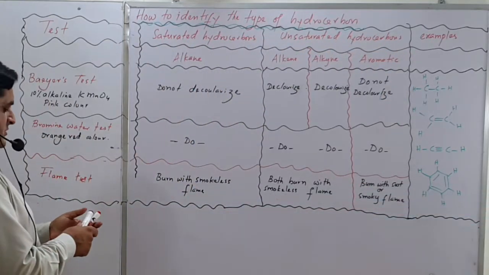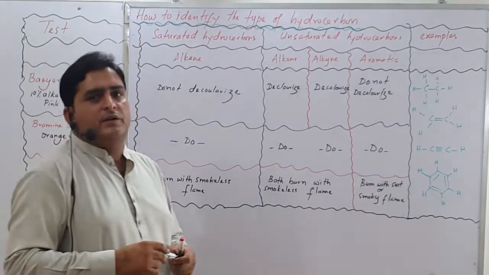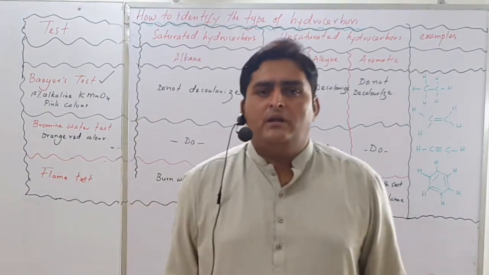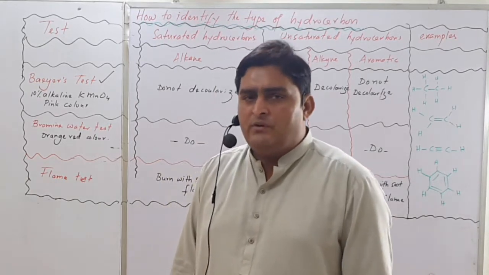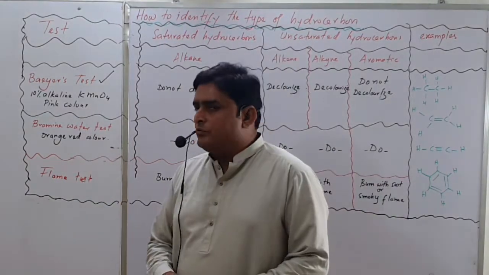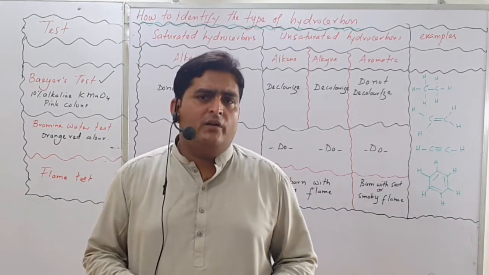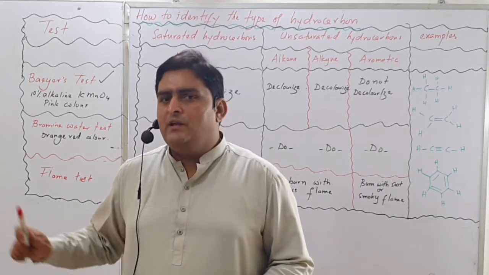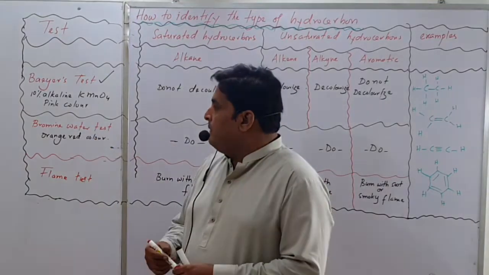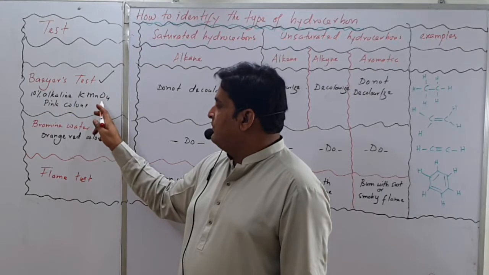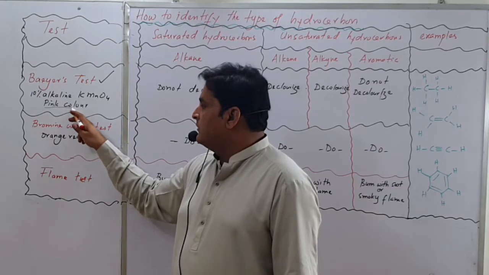First test is considered as the Bayer's test. Bayer's reagent is 1% alkaline potassium permanganate. Potassium permanganate itself is purple, but when it forms a solution, its solution is pink in color. Most of the books write pink color, but some books also write purple color. It has purple color while it is in solid state. When it is in solution, it forms a pink solution. So Bayer's reagent is a 1% alkaline solution of KMnO4, and it has pink color.